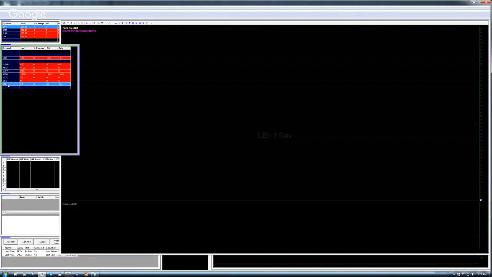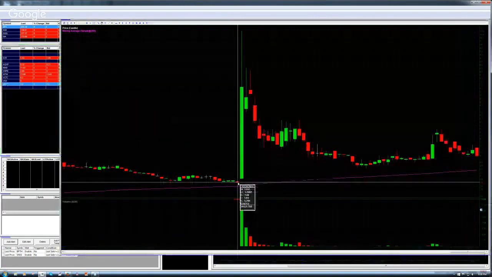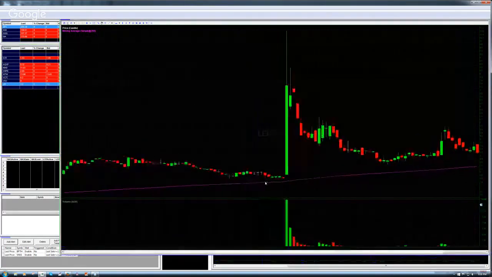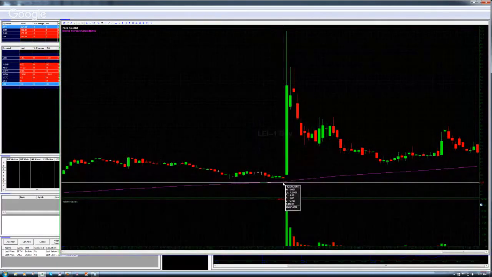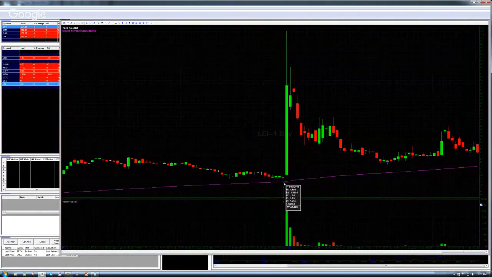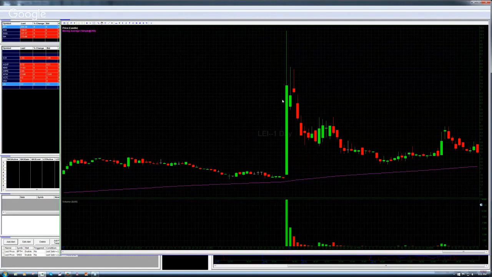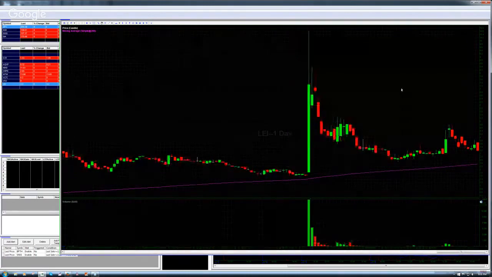LEI was a good example. Look at the relative volume on this thing. Leading up to this, 15,000 shares, 10,250 shares, 5,200 shares. On this day, 14 million. This thing's trading like 500 times its average volume. So there are 500 times as many people trading this stock than normal. And that's going to make crazy things happen. So that's relative volume.